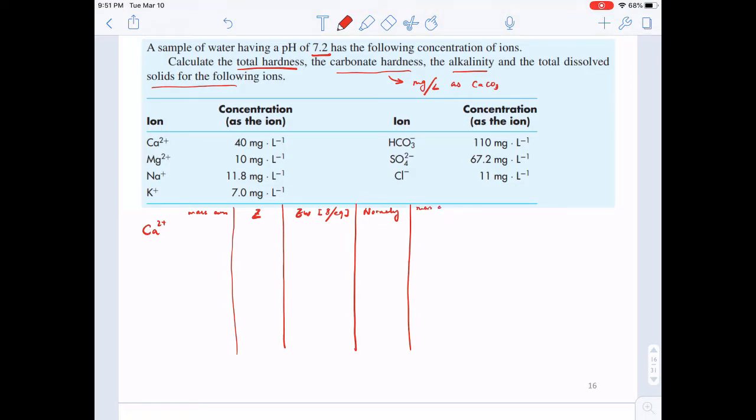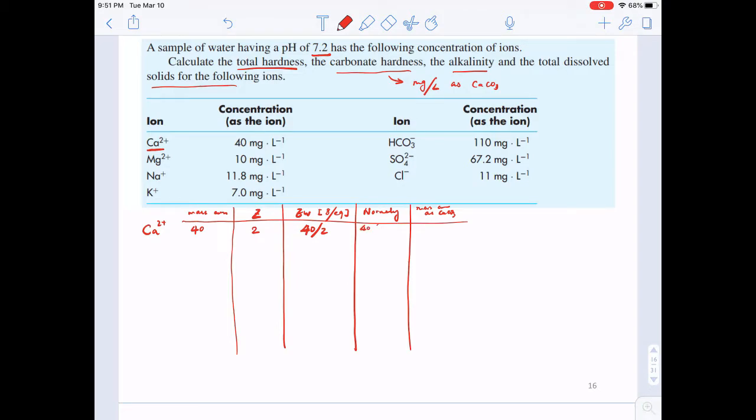And finally, that's going to be mass concentration as calcium carbonate. Okay, so now we can fill in the spots one by one. For the calcium, it has a mass concentration of 40 milligram per liter, and Z is equal to 2, right? The equivalent weight is just the molecular mass of the calcium carbonate divided by 2. Put it here.